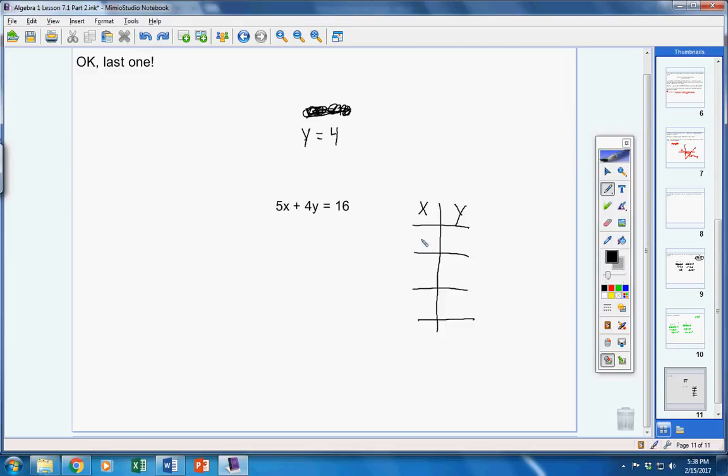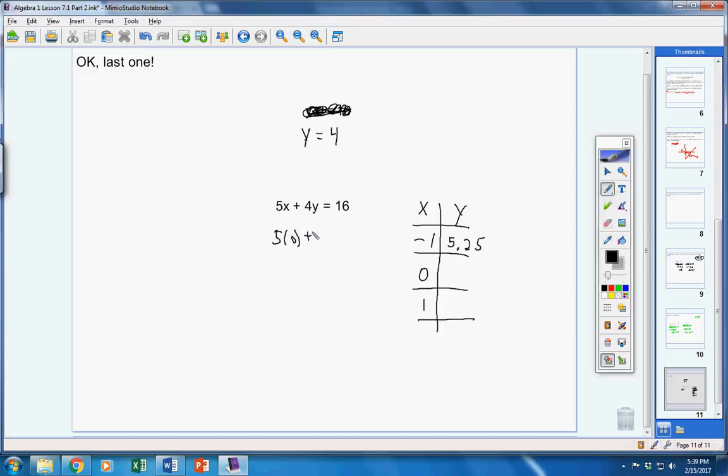So I'm going to choose these numbers here. I'm going to put in -1, 0, and 1. Those are my three numbers. You can pick any numbers you want to. Okay, that's up to you. I'm going to put a -1 in for x, and then solve for y. 5 times -1 is -5. Bring the -5 over and make it positive. That would give you 21. Divide both sides by 4 and you will get 5 1/4, so 5.25.